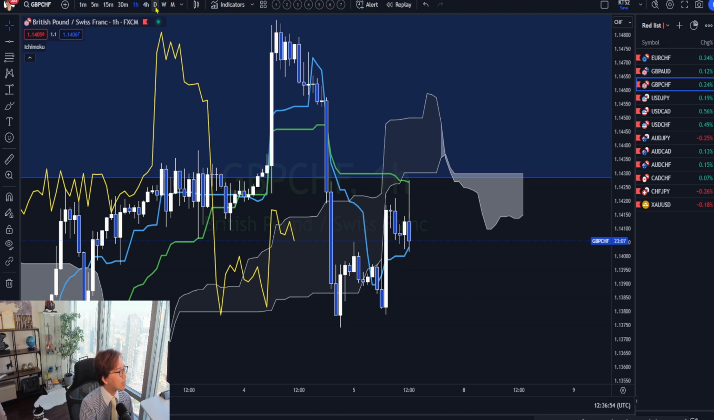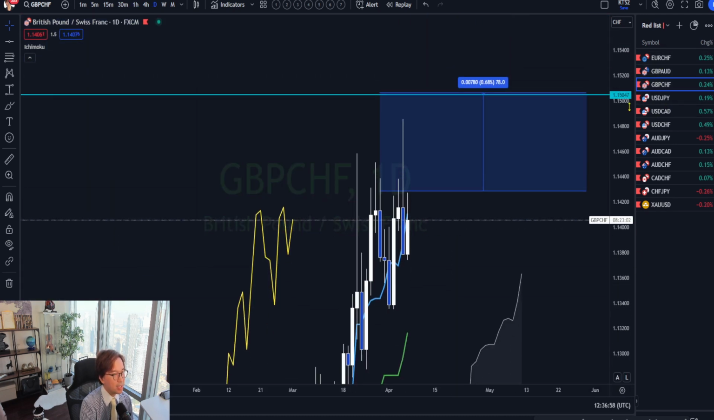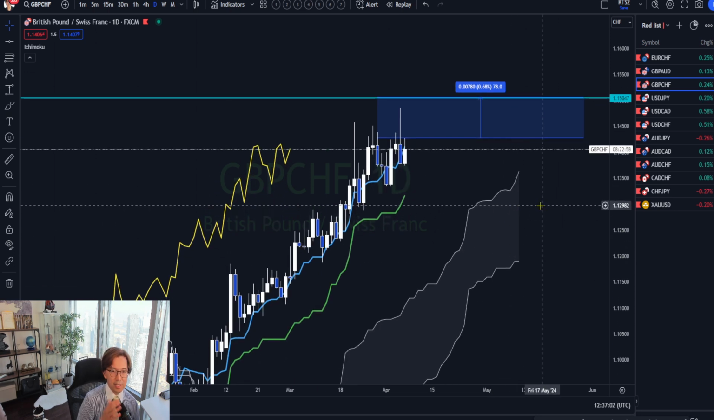So far we have checked Euro Swiss franc, pound AUD, and pound Swiss franc, and these are not really moving towards the major direction after news.